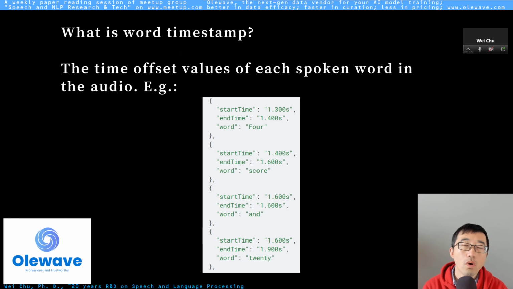You may ask, Wei, what do you mean by word timestamp? This is a screenshot I got from the Google API. The definition is: in the audio, suppose you recognize a word or you manually label the words, the time offset values of each spoken word are the word timestamps we're talking about.